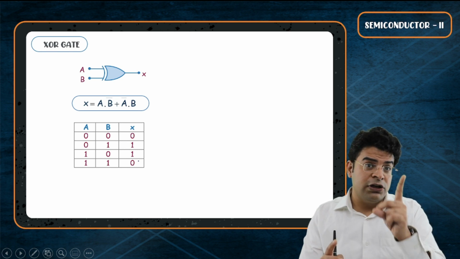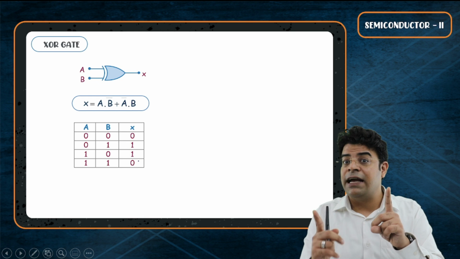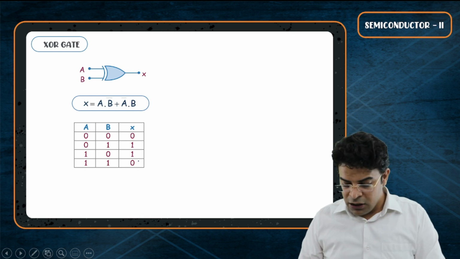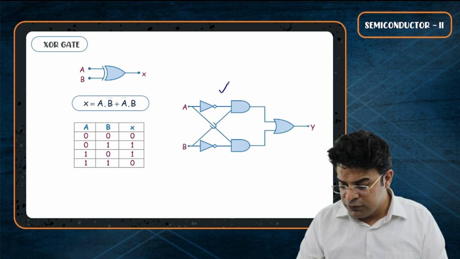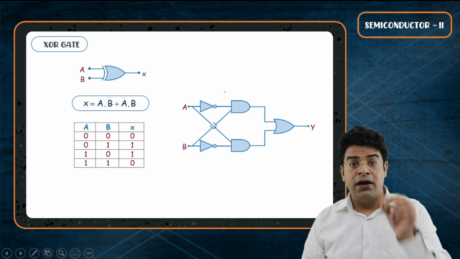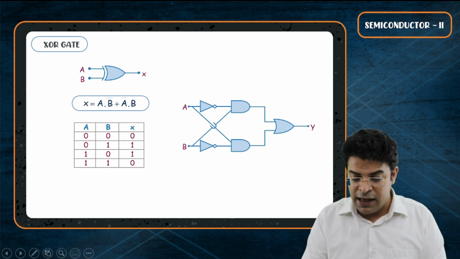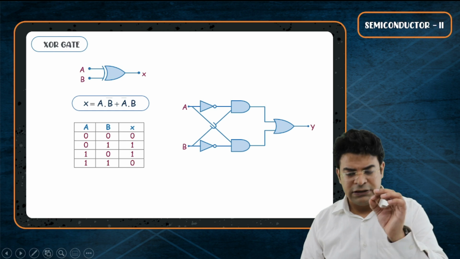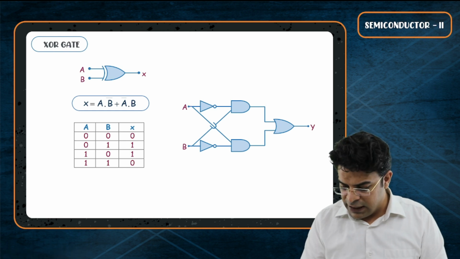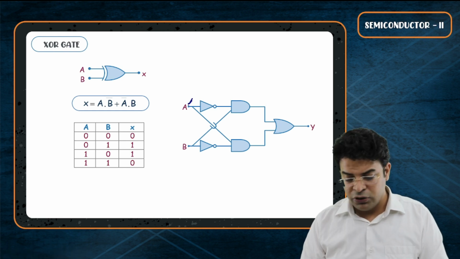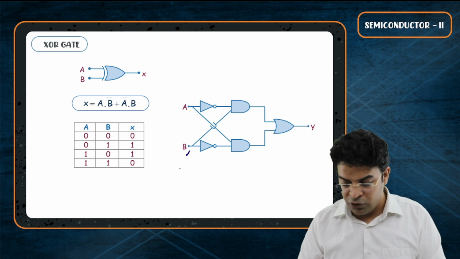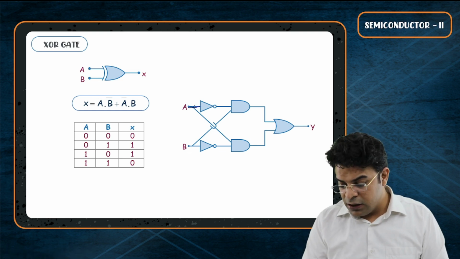Either the first one should be high or the second one should be high. Now this is what one of the electronic circuits looks like whose output is the same as that of an XOR gate. How to explain? Here you can see that the first input is named A, the second input is named B. This signal goes through A here and A here.